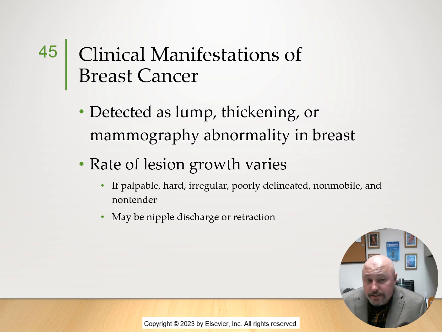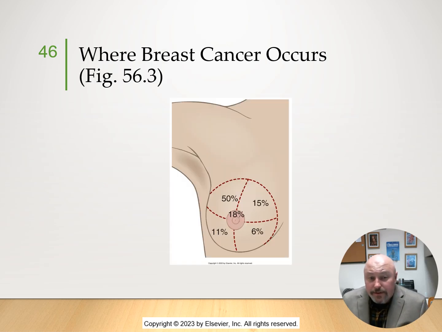Clinical manifestations of breast cancer are often first detected as a lump, thickening, or mammogram abnormality within the breast, and the rate of lesion growth can vary depending on its type and individual genetic makeup. If palpable, it is hard, irregular, poorly delineated, non-mobile, and non-tender, and there may be nipple discharge or retraction as well. Here in figure 56.3, we just have a breakdown of where most breast cancers tend to occur within the breast.